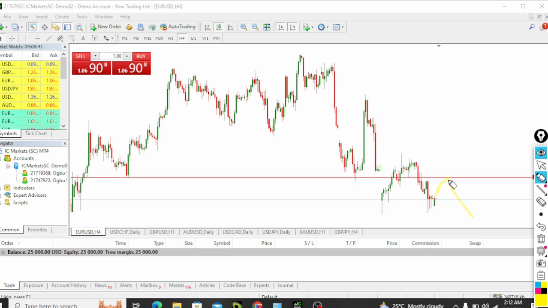Now, no matter what is going to happen, you find yourself being in profit because you sell at a very good level. So that's why it's important, especially to sell at a very good level, and if you are to buy, you buy at a good level.